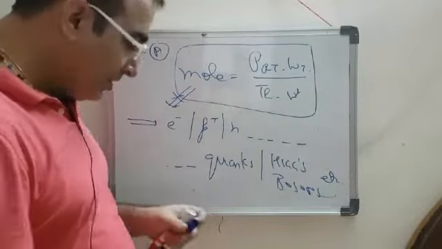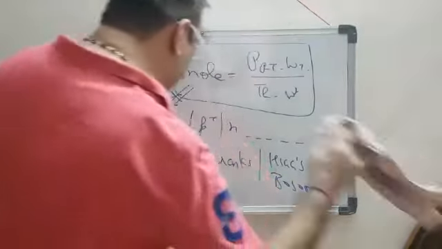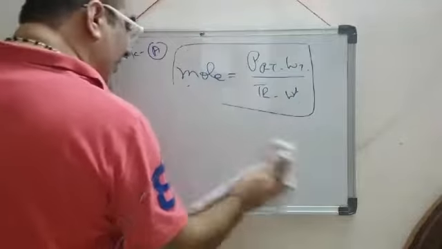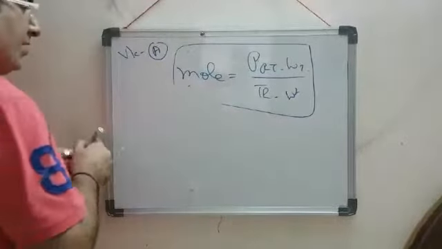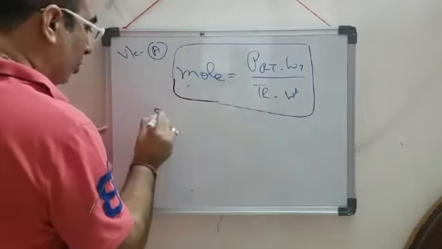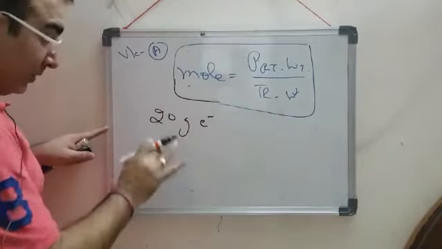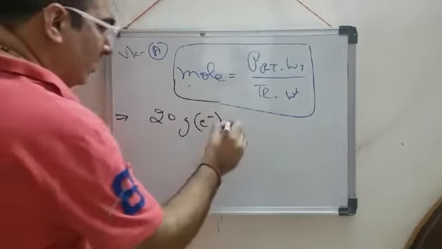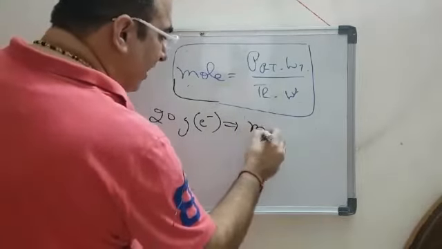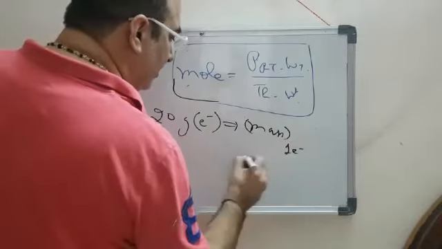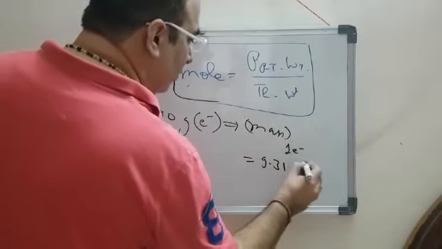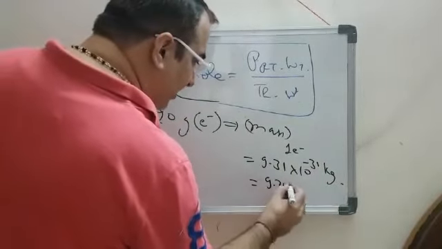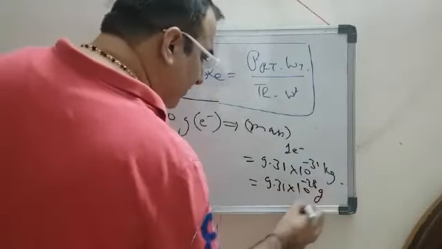Remember, this is a very important thing, and I am giving you one example. It once came in IIT JEE Advanced, and I think it is very soon going to come again in your IIT JEE Advanced paper. Suppose I give you 20 gram of electron. Please listen, 20 gram of electron. Now you want to convert this into moles. What is the mass of one electron? You already know the mass of one electron is 9.31 into 10 to the power minus 31 kg. Convert it into grams, so it will be 9.31 into 10 to the power minus 28 grams. This is the mass of an electron.